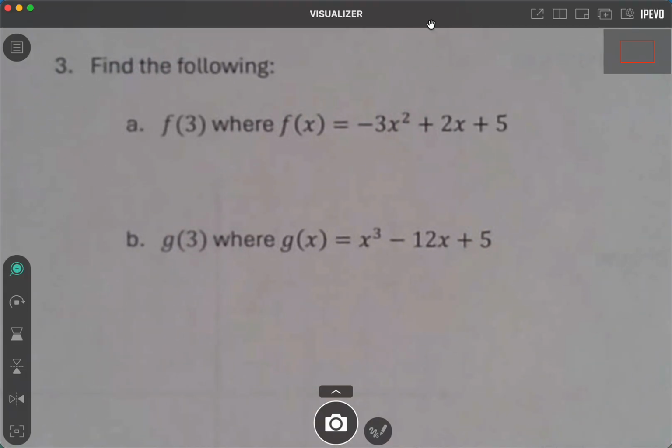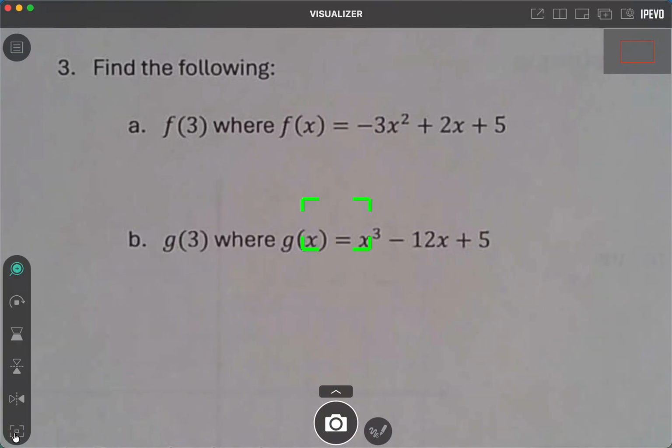So, I'm trying to refocus. Looks a little better. We'll go with it.